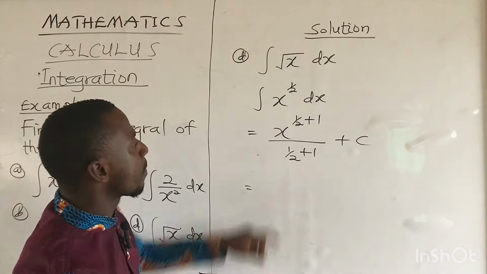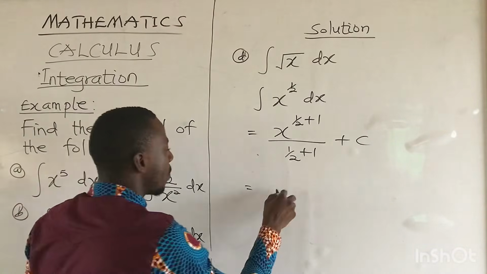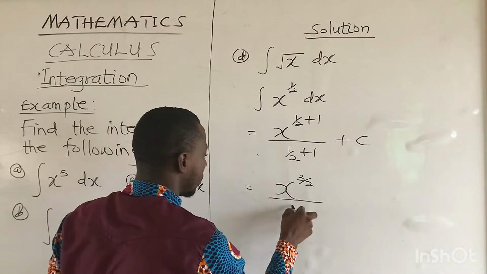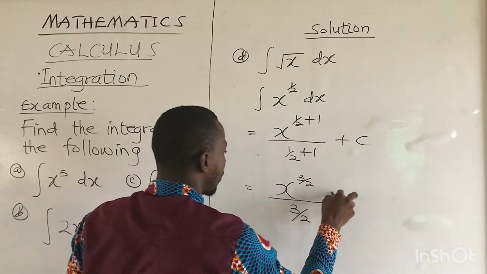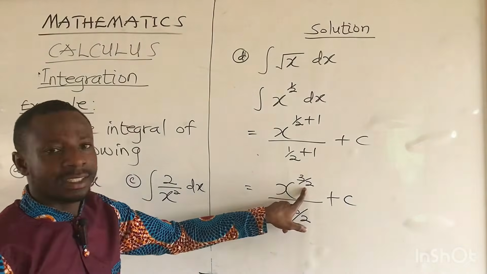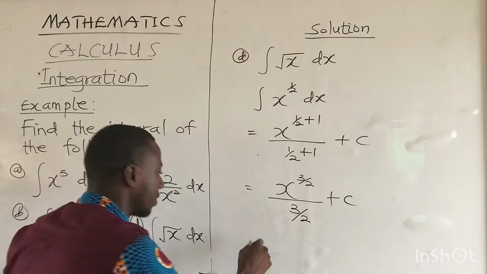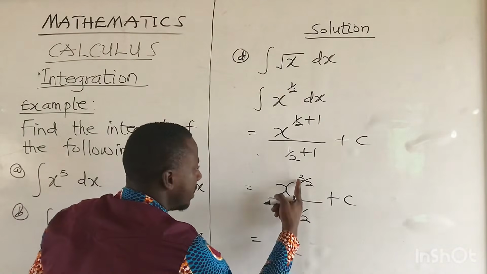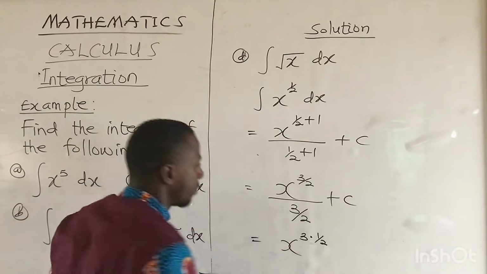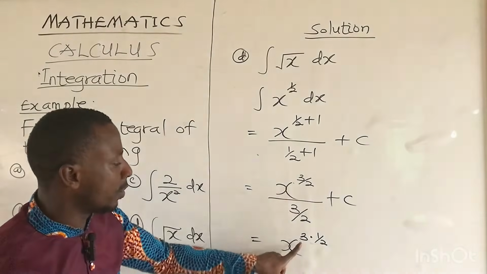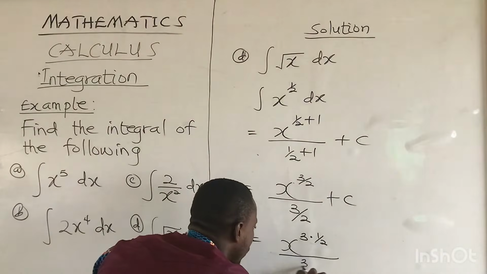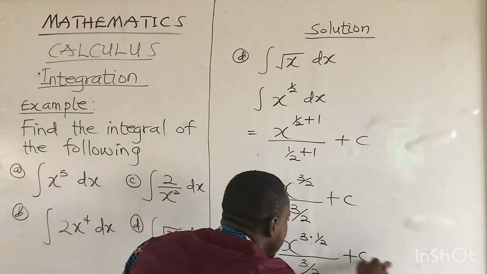Now from here, half plus 1, we are going to get 3 over 2 all over 3 over 2 plus c. Then this can be written as, this is the same as 3 multiplying half. 3 over 2 is the same as 3 multiplying half. Okay, all over 3 over 2 plus c.